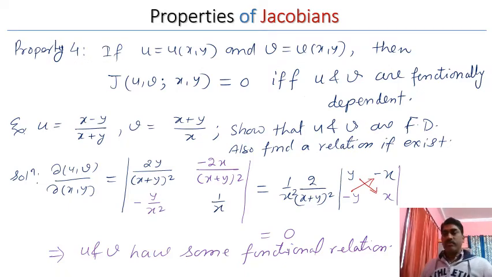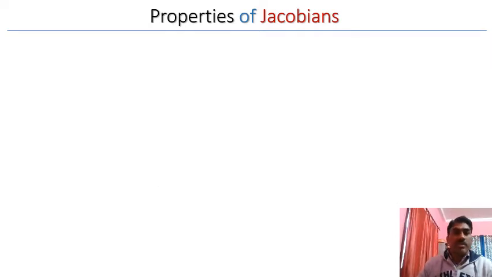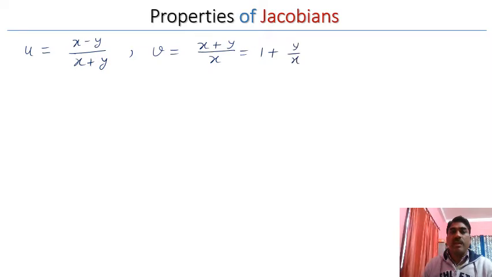So with the help of the determinant we have just shown that there is some relation, but to find the relation is a tricky thing and there is no certain rule for this. So let us try to establish the relation. u is given as (x minus y) by (x plus y), and v is given as (x plus y) by x. You can write this as 1 plus y by x, or alternatively y by x is equal to v minus 1.